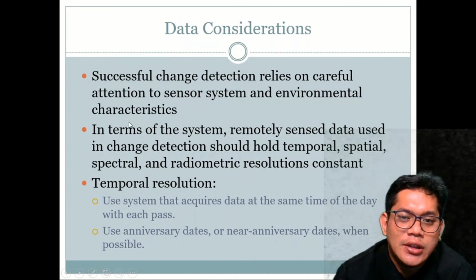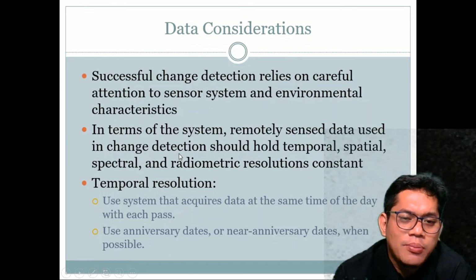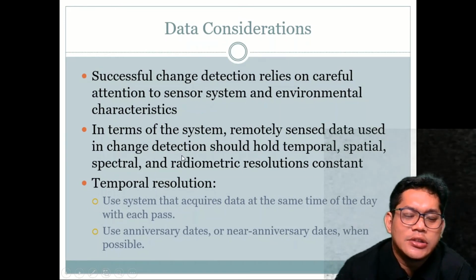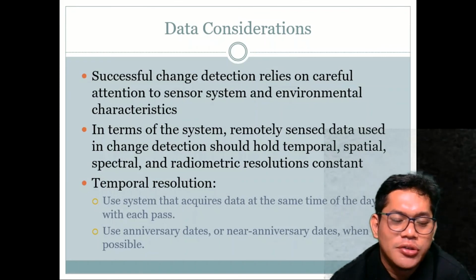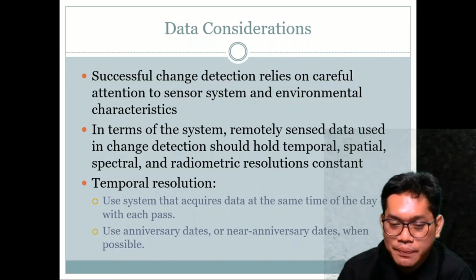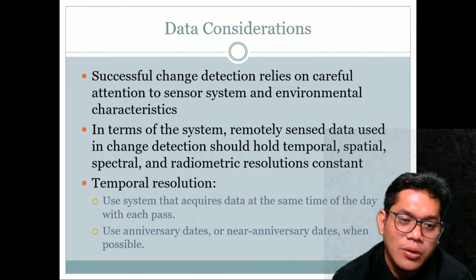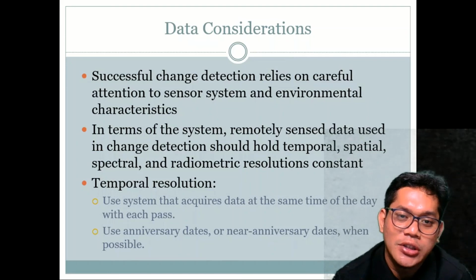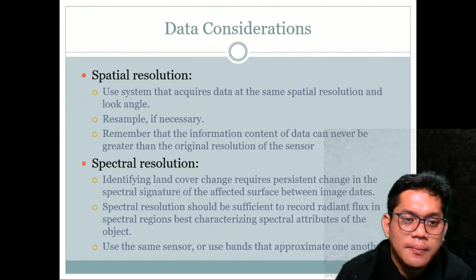Successful change detection relies on careful attention to the sensor system and environment characteristics. Okay, so the important one will be the data. The change detection should hold the temporal, spatial, spectral, and radiometric resolution constant. So basically, it is advised that we use the same satellite and the same environment conditions with a good temporal resolution, so that we can have a very good change detection analysis, right?